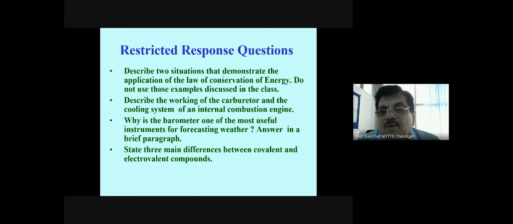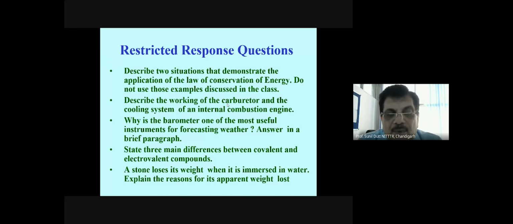So these will provide reliable results, because here the student knows what to put in the answer. How to begin, how to end, and what to include. So it is clearly indicated in the statement of the question. Or when I say a stone loses its weight when it is immersed in water, explain two reasons for its apparent weight lost. So I have deliberately made a mistake here. Explain two different reasons for its apparent weight lost.